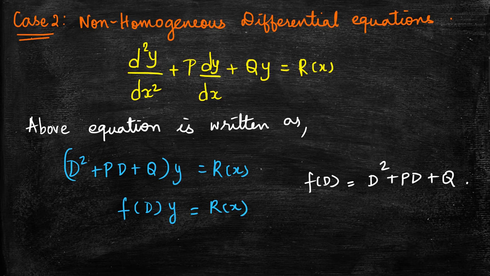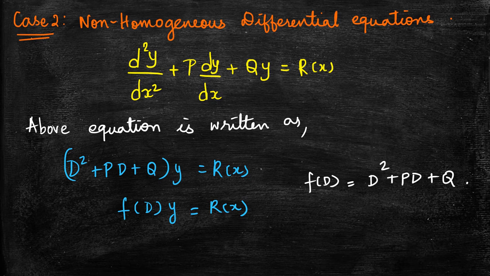So let us see case 2, which is the non-homogeneous differential equation. In a non-homogeneous differential equation, our right hand side will not be equal to 0. You have to remember it will be some function of x. So RHS will not be equal to 0. It will be some function of x, or if it's with respect to t, then it will be a function of t, whatever it is differentiated with respect to.